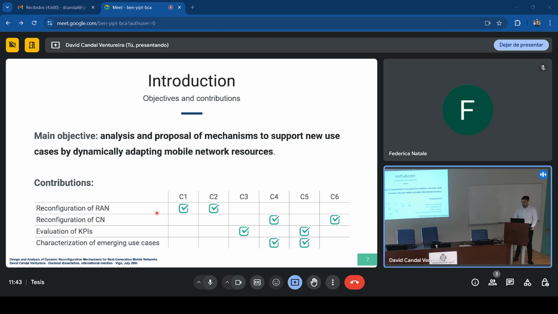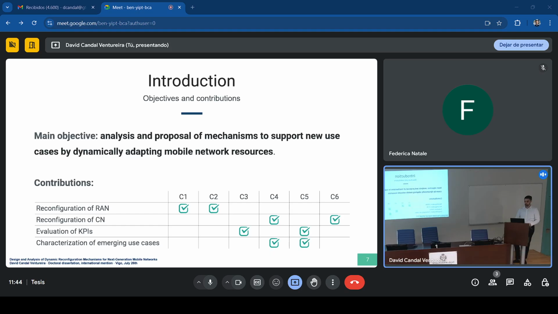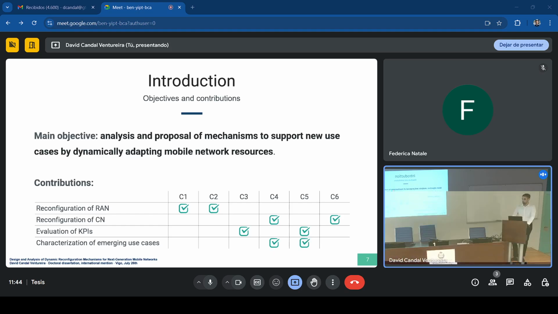The contributions of this thesis are classified in 6 works, and as shown in this table, each of them contribute to the state-of-the-art of the reconfiguration of radio access network or core network resources, the evaluation of KPIs, or the analysis of emerging complex use cases.